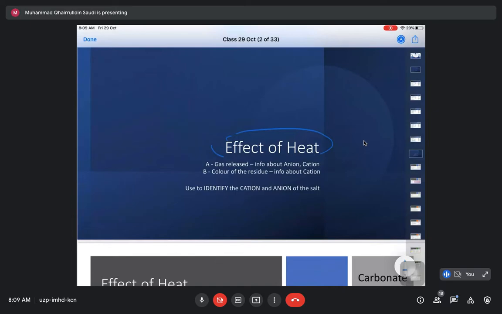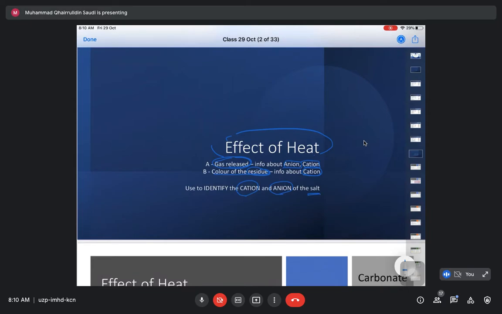So effect of heat ada 2. Sama ada kita boleh tengok the gas release, okay, untuk kita identify. So bila kita tengok gas release, kita akan ada information about the anion ataupun cation. Okay, apa anion dalam tu ataupun apa cation dalam tu. The second effect of heat is the color of the residue. Bila ada color of the residue, kita akan dapat information untuk cation apa dalam salt tersebut. Okay, so this effect of heat ni, kita heatkan salt untuk kita identify the cation dan anion of the salt.